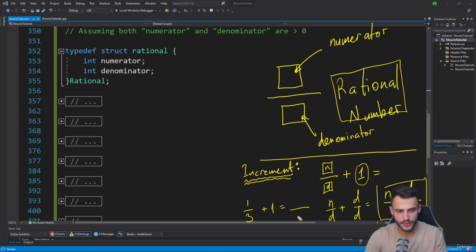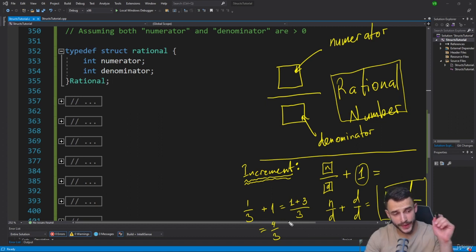The denominator, which is 3. It will be 1, the numerator, plus 3. So the final result should be 4 divided by 3. Okay? That's the basic way to work with incrementation by 1.